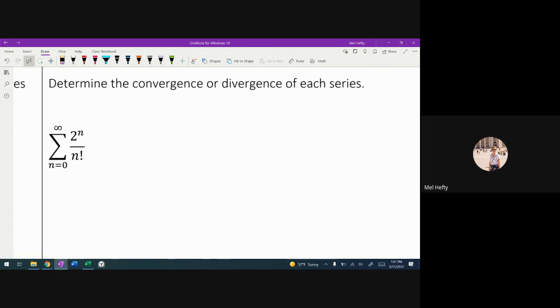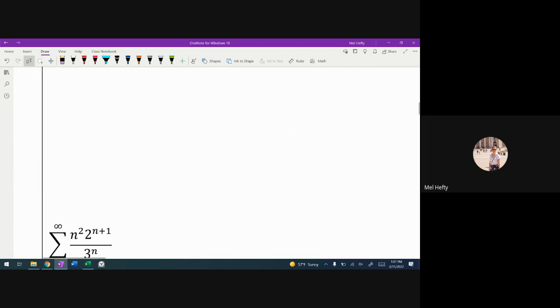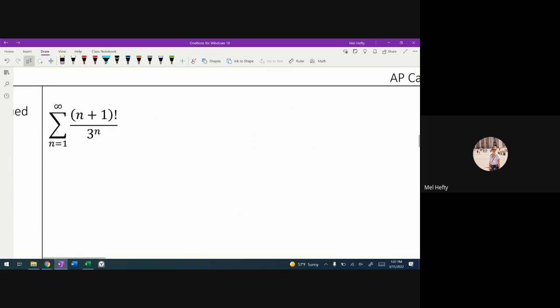Before we even get started, can you just scroll through the first 3 problems? And I want you to tell me what types of functions you see in these problems, the first 3 of them. So we've got 2 to the n over n factorial, n squared 2 to the n plus 1, 3 to the n, n plus 1 factorial, 3 to the n. What kinds of stuff do you see?